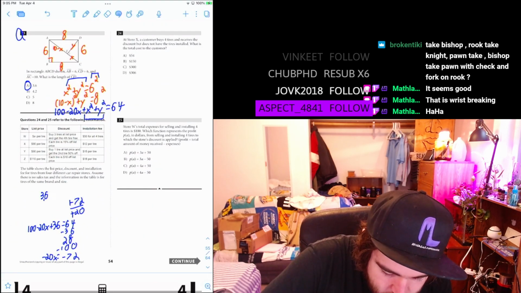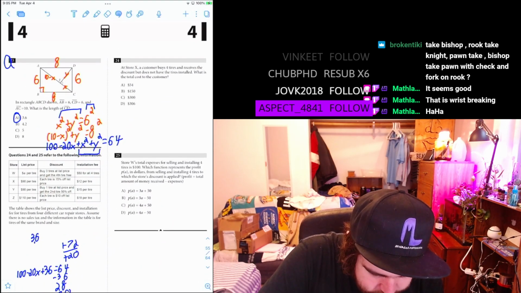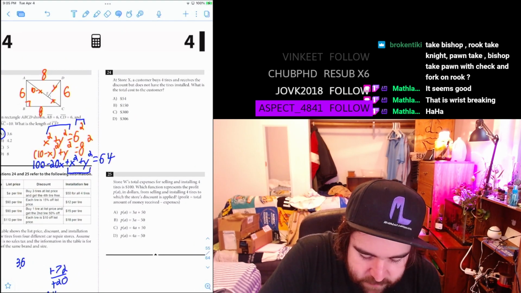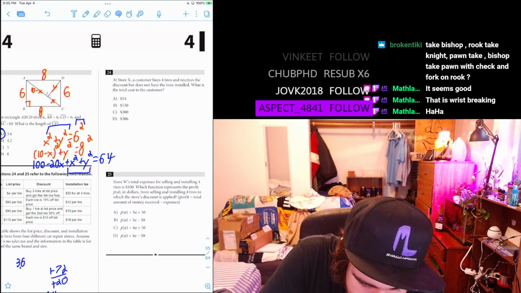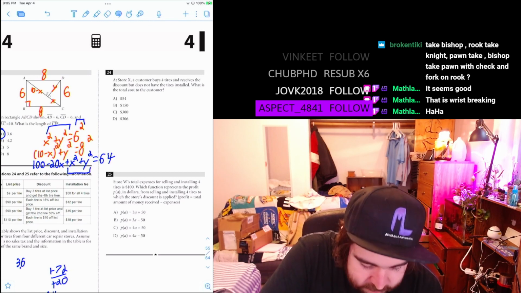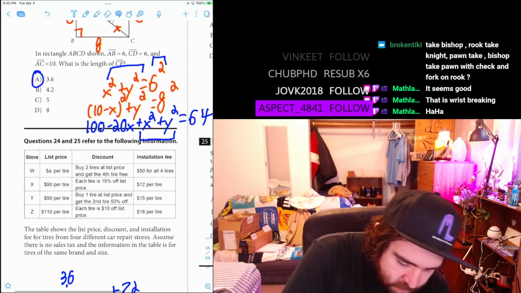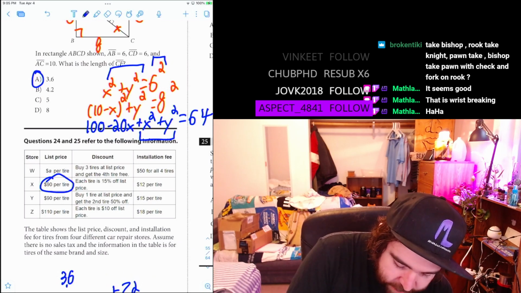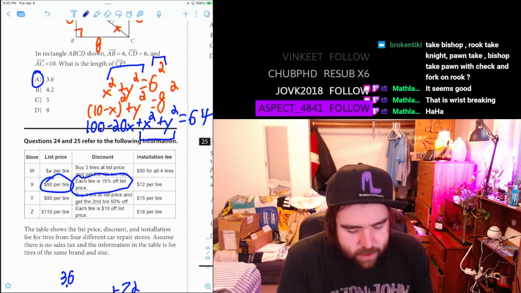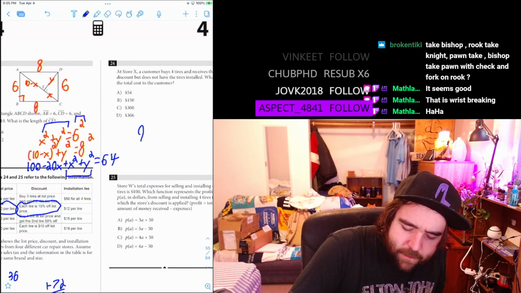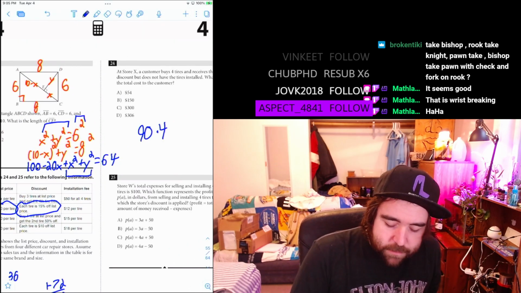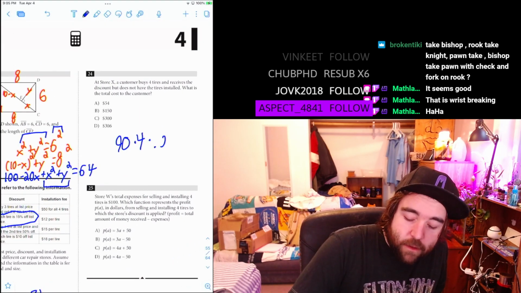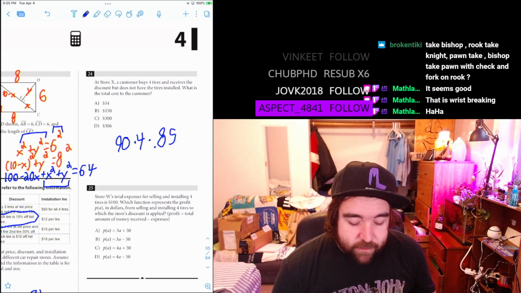Okay. Number 24. So we got that table that we need to be referring to. So it's store X. See where that is. A customer buys 4 tires and receives the discount, but does not have the tires installed. What is the total cost to the customer? Okay, so store X is looking at $90 per tire. Also, each tire is 15% off the list price. So we're just doing 90. He bought 4 of them, so we multiply it by 4. And then you do 15% off. So he pays 85% of that.